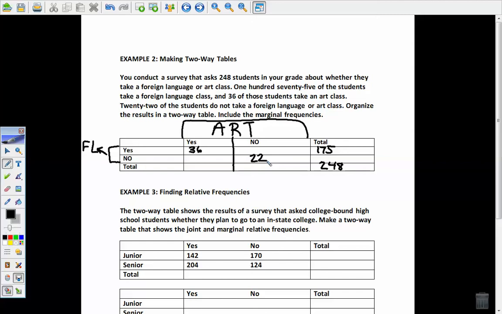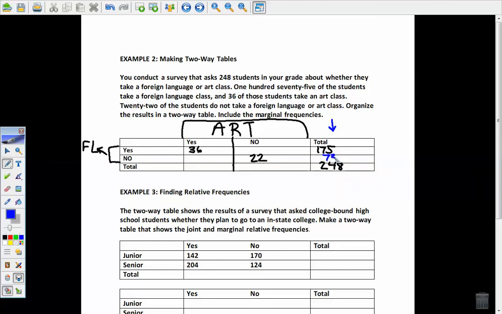Is there enough information here then to complete the table? Yeah. Let's do it. Somebody start. Where do you want to start? So you're going to go ahead and start in this far column right here. You're going to go 175 from 248. So 248 minus 175. How much is that? It's 73.